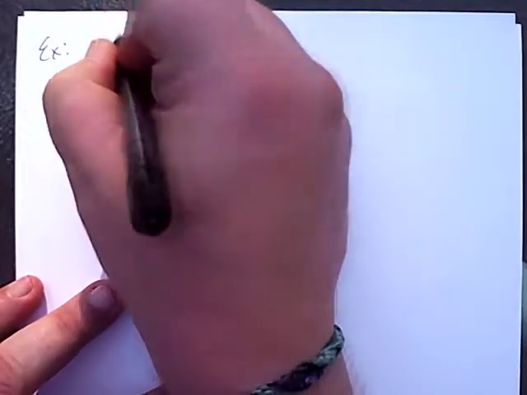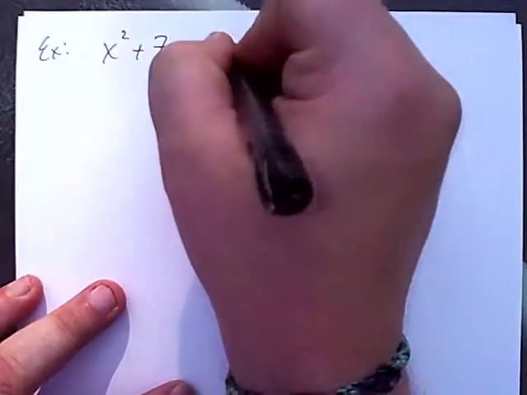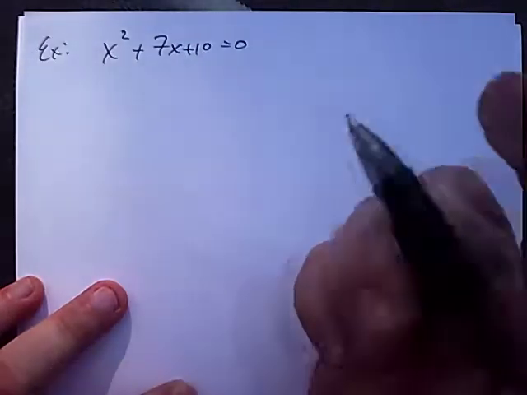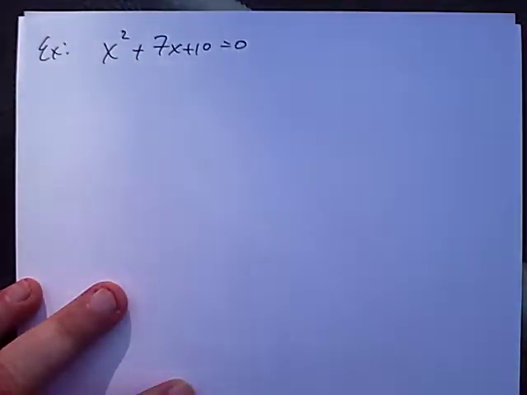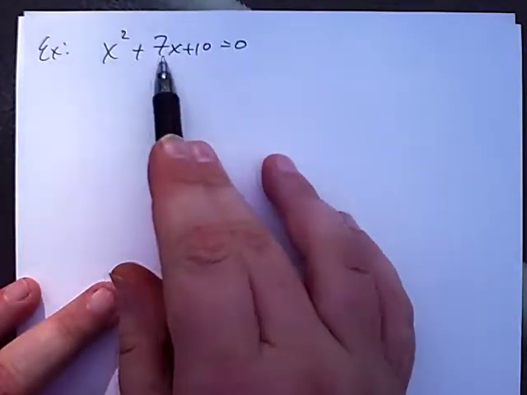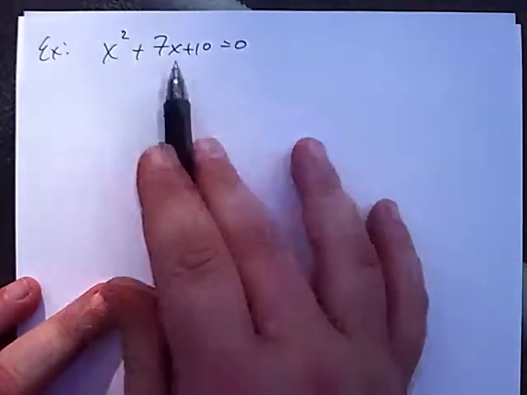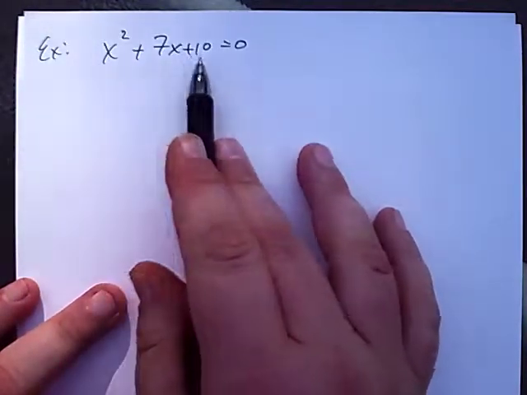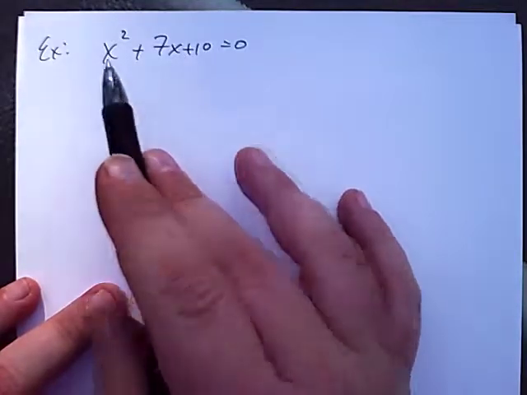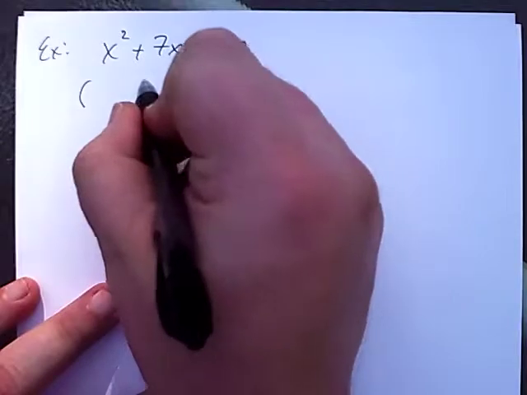Let's try another example here and see what we get. We have x squared plus 7x plus 10 equals 0. Well, I don't have something times something equals 0. I have something plus something equals 0. So I need to do something here in order to get it to where I have something times something equals 0. And that idea here, we're going to have to factor. So this is where P5 comes in big time.